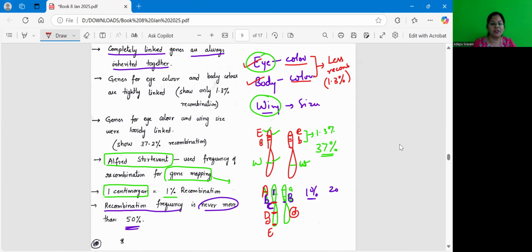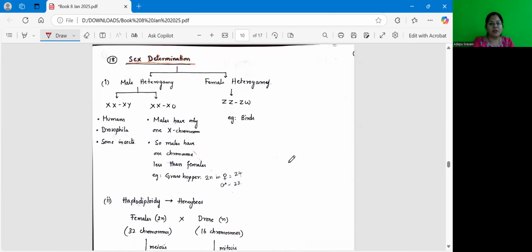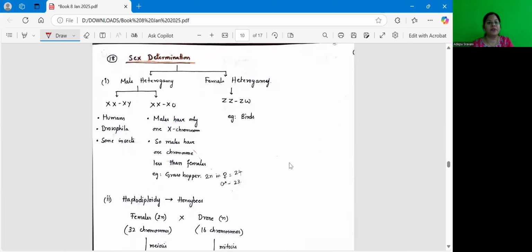Okay, so these are the very important points we can say from NEET point of view with this topic, linkage. Next we have something called sex determination. Sex determination is determination of sex, okay? And here we can have male heterogamy and female heterogamy.